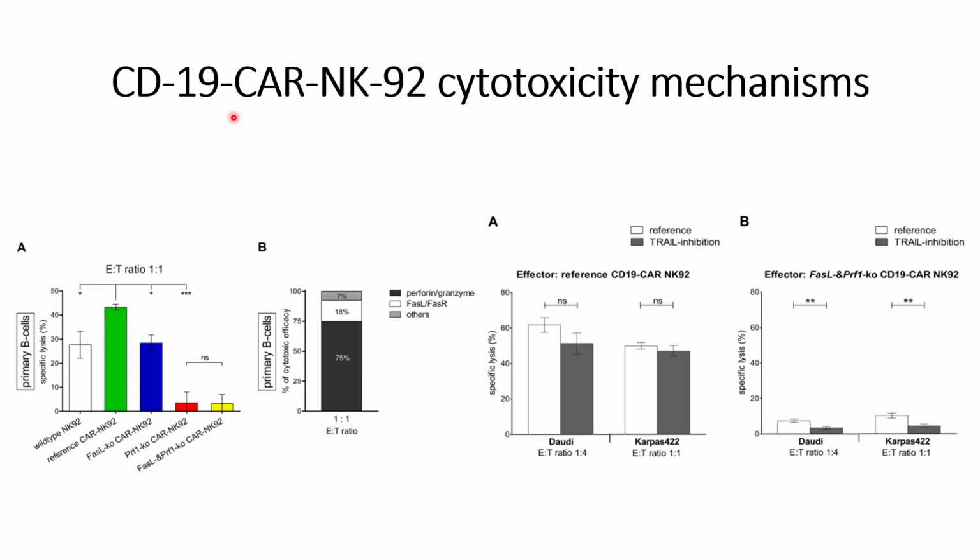In this video, we will discuss CD19-CAR-NK92 cytotoxicity mechanisms. In the previous video, we understood the two main mechanisms by which the CD19-CAR-NK92 works. For that, we used well-established cancer cell lines, and we found that the contribution by perforin and granzymes is much higher compared to the FasL receptors. However, when both of them are knocked down, they still see some cytotoxicity.